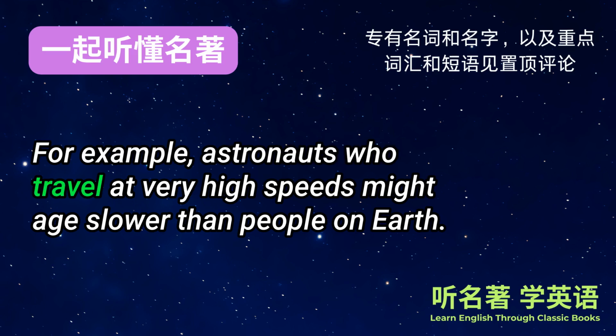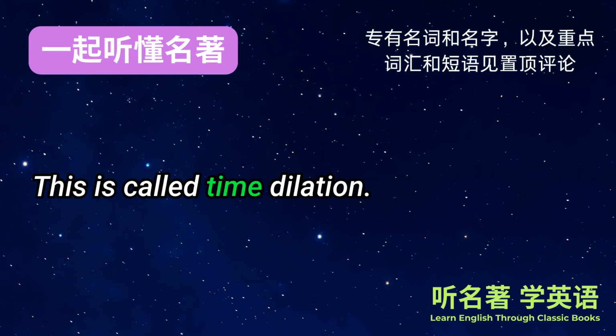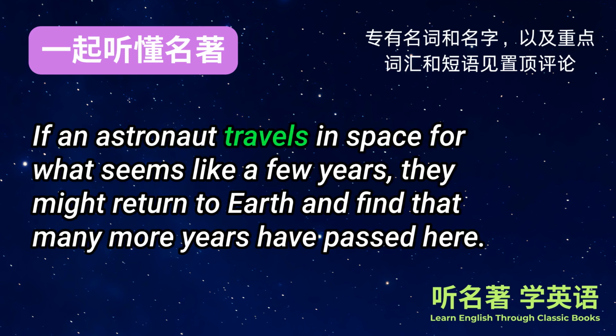For example, astronauts who travel at very high speeds might age slower than people on Earth. This is called time dilation. If an astronaut travels in space for what seems like a few years, they might return to Earth and find that many more years have passed here.